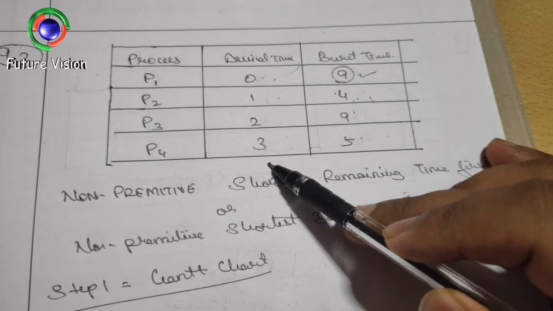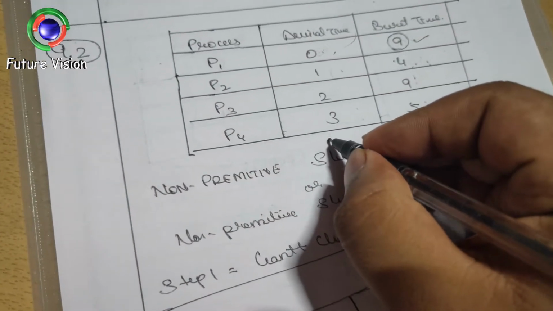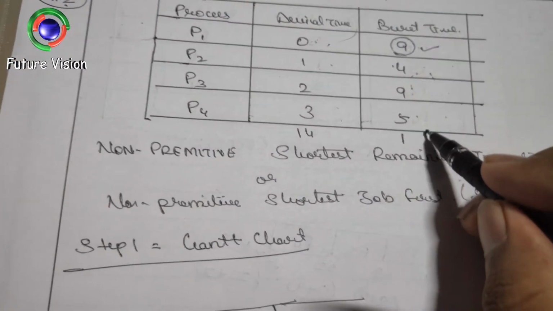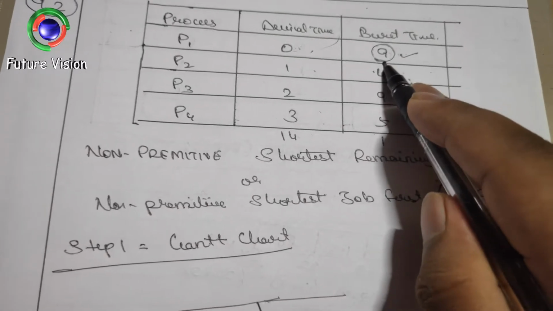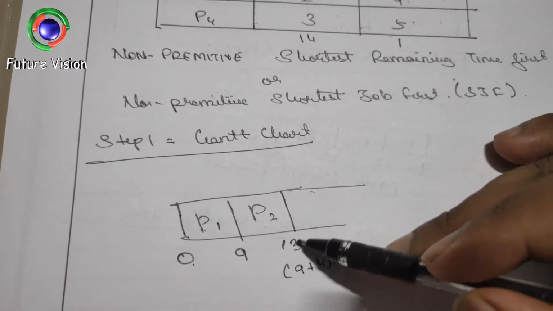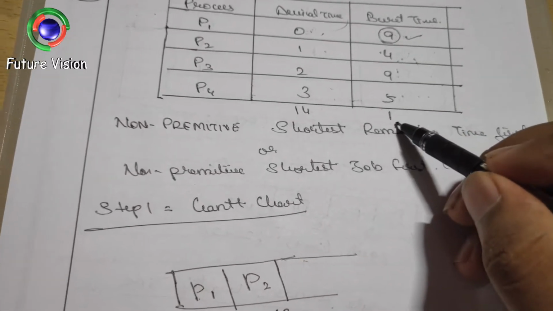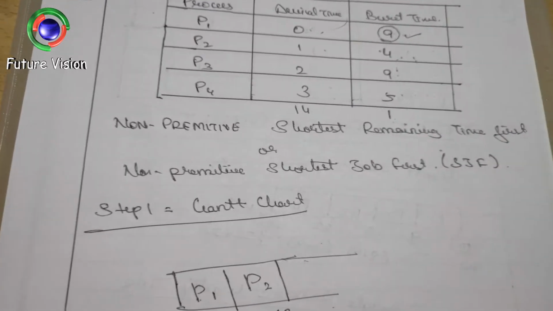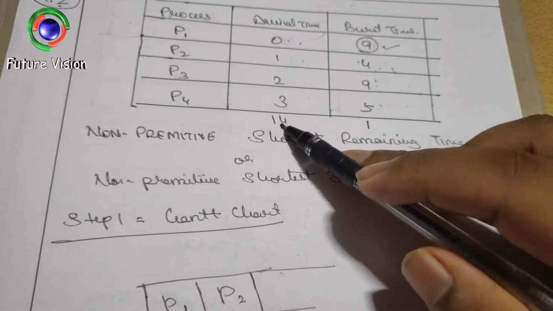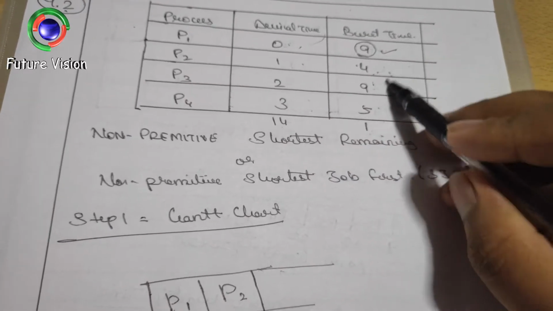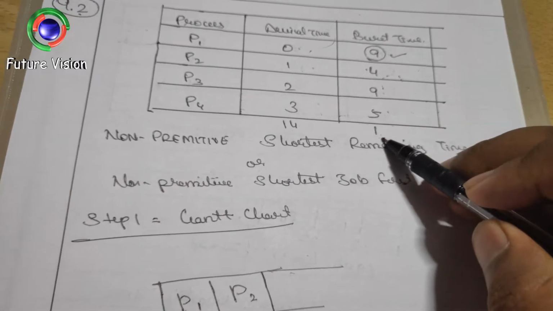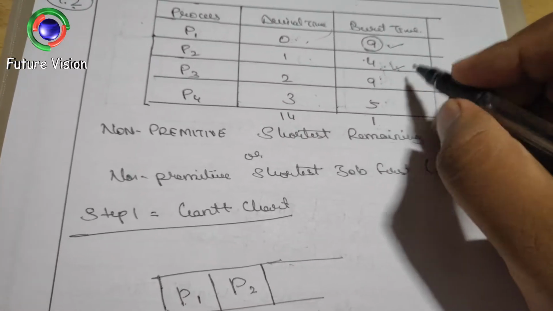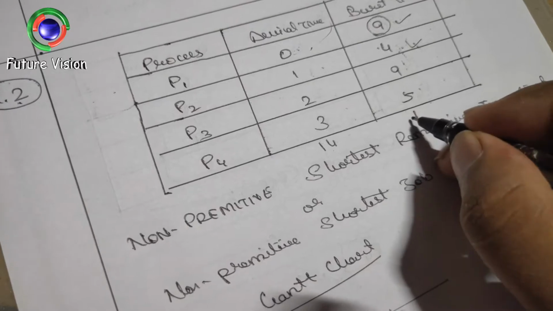If at all we have some arrival time, let's say 14, and it has the shortest burst time as 1, then we can't compare it, because we are still in the 9th to 13th millisecond in the Gantt chart. After this we can consider 14 in the comparison of the shortest job first. Before that we cannot. So we compare these three processes, of which 4 takes the lead.